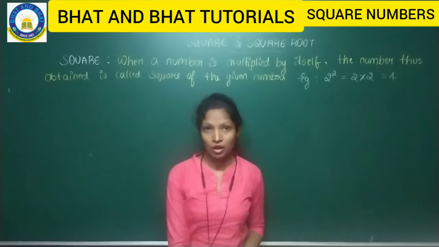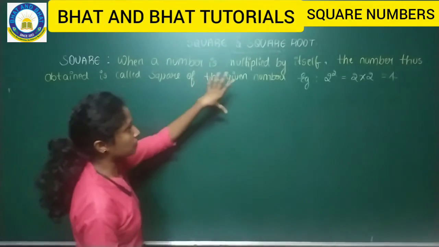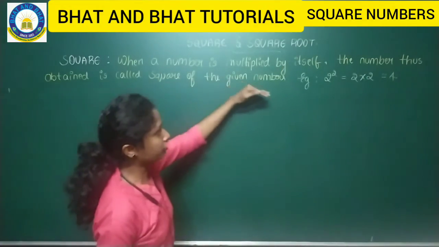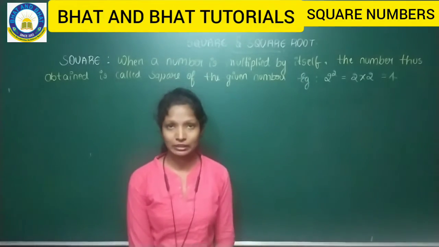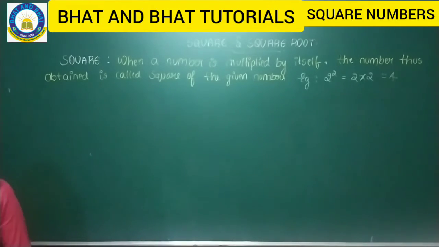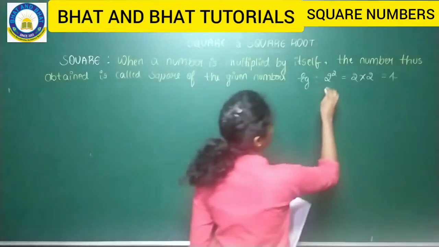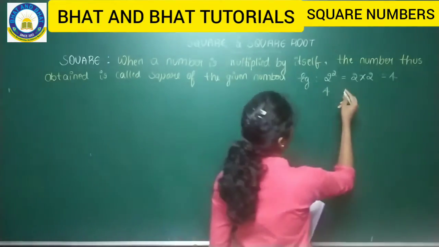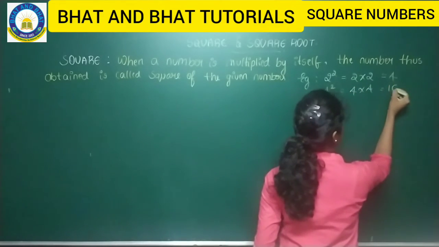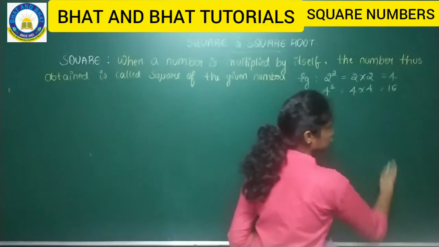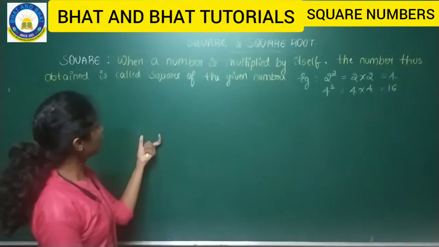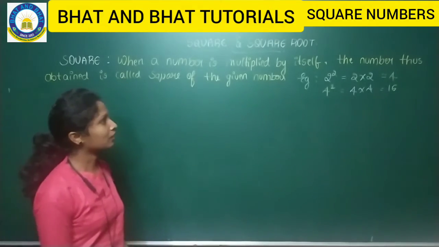So this is how we are going to analyze. When a number is multiplied by itself, the number thus obtained is called the square of the given numbers. By this example only you can understand the meaning and you can tell the meaning on your own. Got this? Still more examples: 4 square, 4 into 4, 4 fours are 16. Or 3 square, 3 into 3, 3 threes are 9. So this is how we are going to define the square. Copy down the meaning of square now.